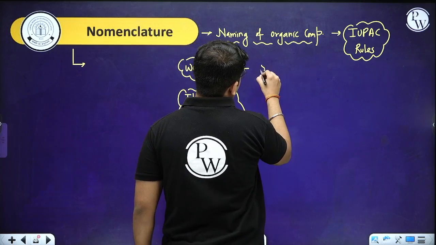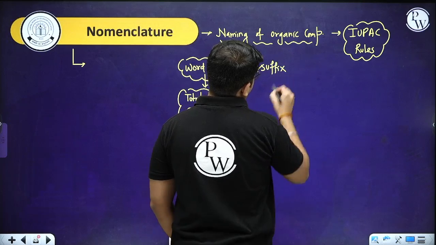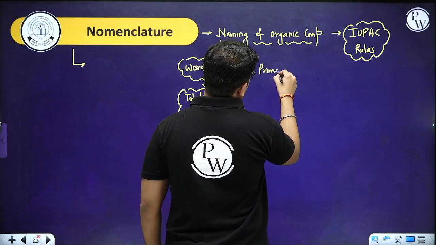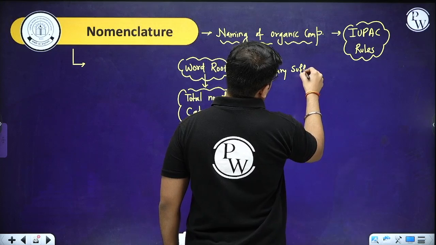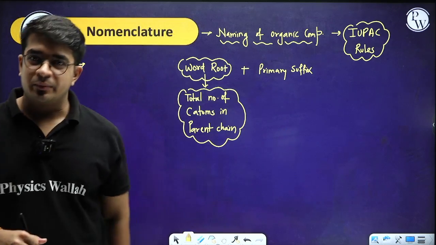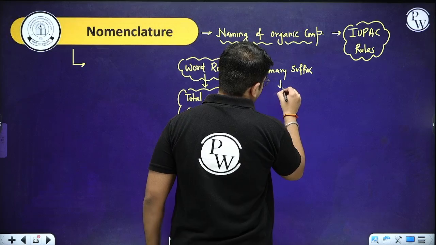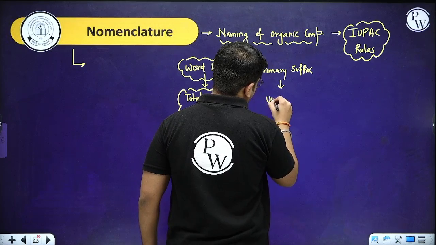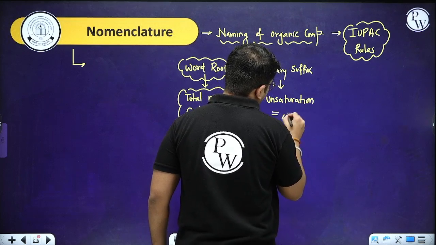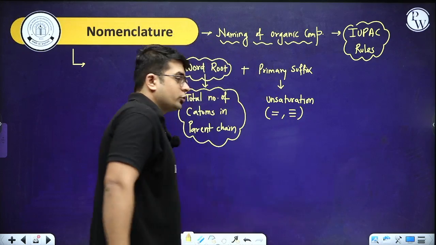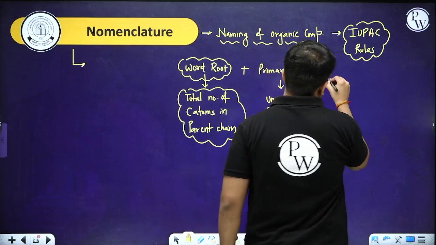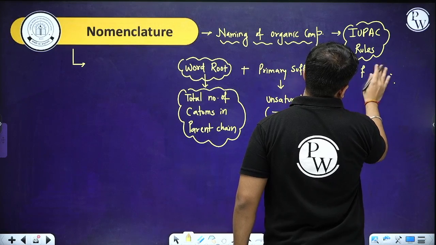Then you are going to use a suffix. This one is known as the primary suffix, like Singh in Divipal Singh Chauhan. Singh is the primary suffix, which corresponds to unsaturation. It only talks about unsaturation. If a double or triple bond is present, then you need to use the primary suffix, which is "-ene" as well as "-yne".